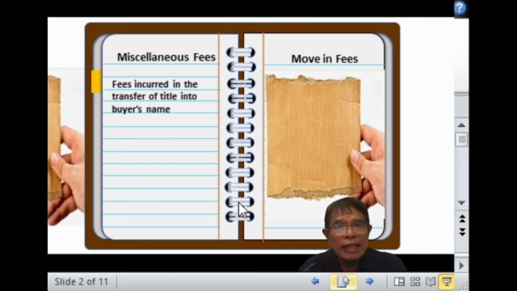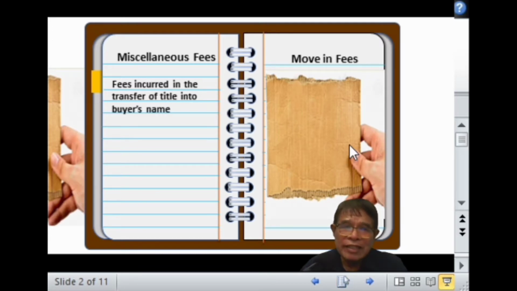Actually, every property has its own value. And when you buy a property, the transfer of ownership requires paperwork or documentations. That includes taxes to be paid, etc. So, ownership documentations outside of the value of the property is called miscellaneous fees. Sometimes it is called transfer fees, processing fees, or closing costs.